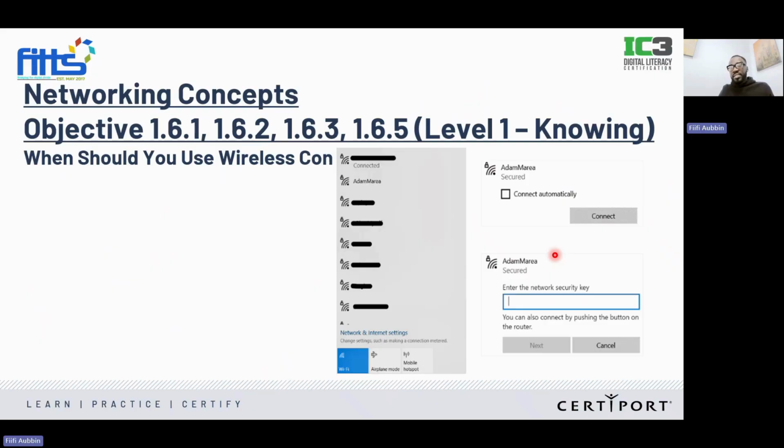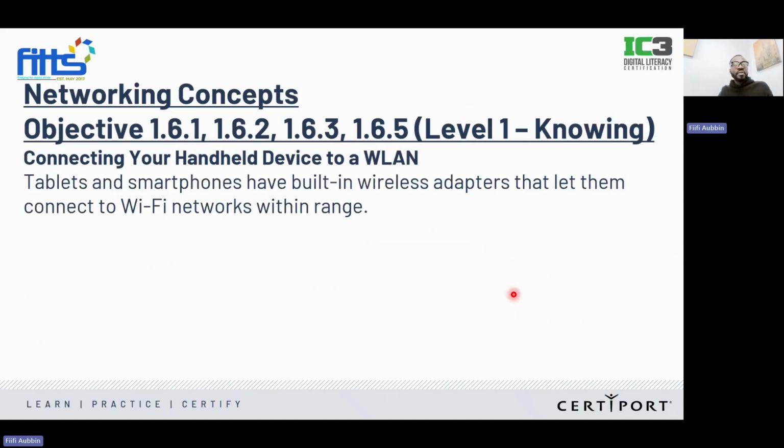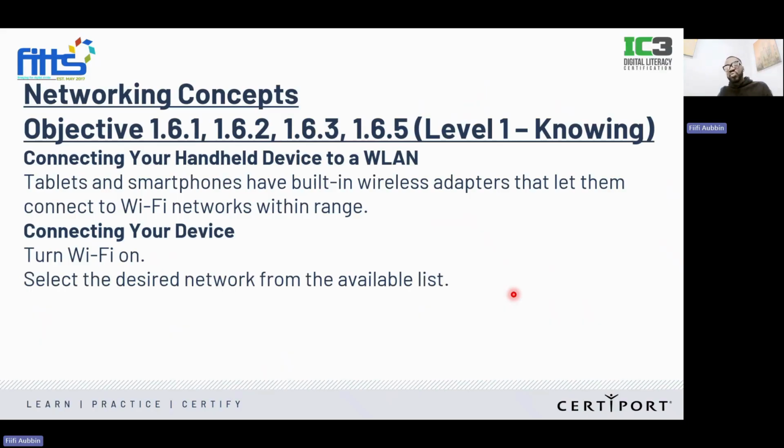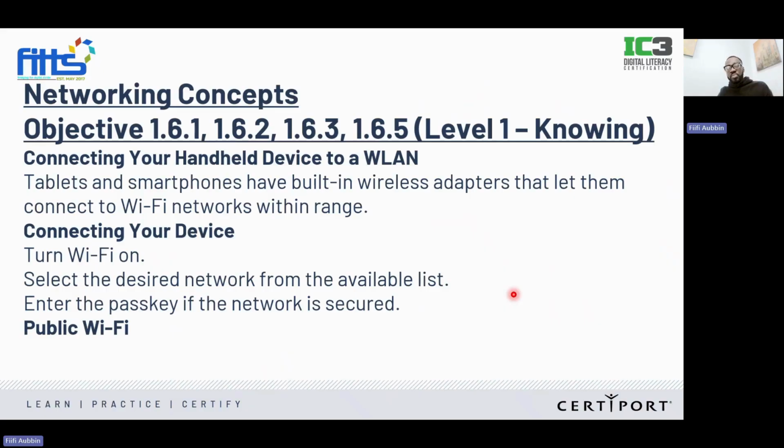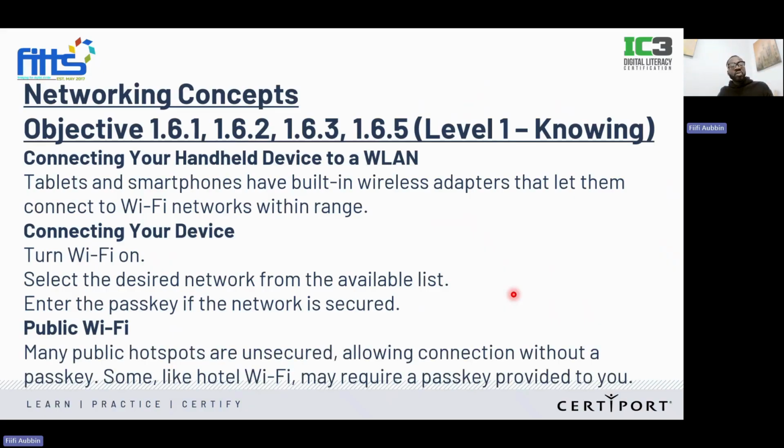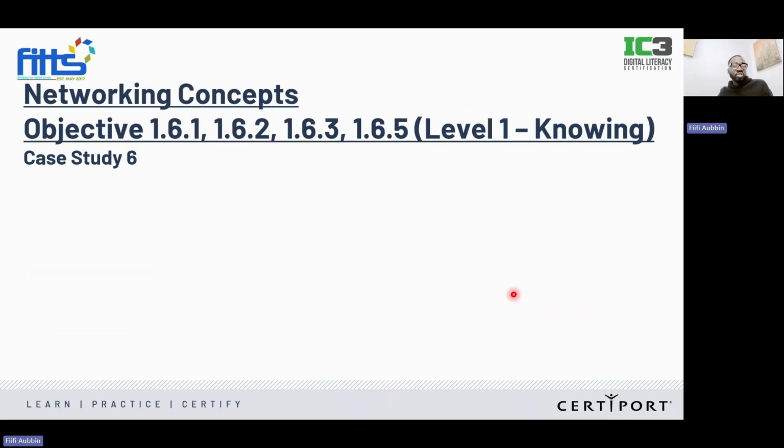If you want to connect, you click, then you enter the password to that particular network. Then voila, you are in. Okay. Tablets and smartphones have built-in wireless adapters that let them connect to Wi-Fi networks within range. So how do you connect your device? You turn your Wi-Fi on, you select the desired network from the available list, and enter the passkey if the network is secured. If it's a public Wi-Fi, many public hotspots are unsecured, allowing connections without a passkey. Hotel Wi-Fi may require a passkey provided to you.